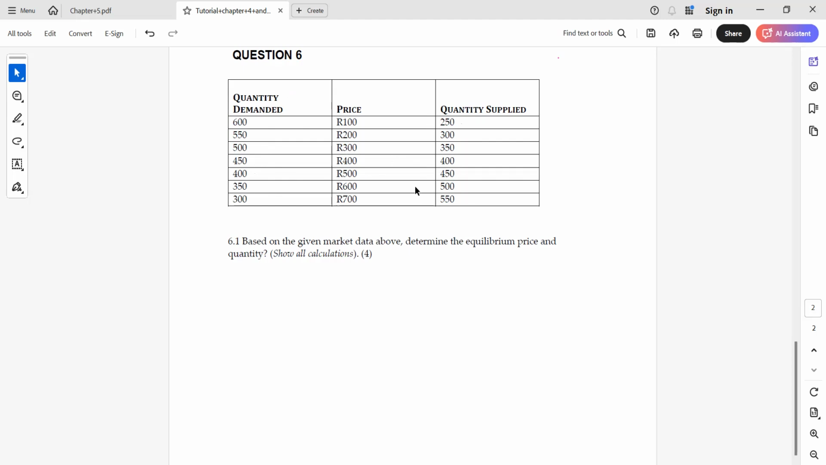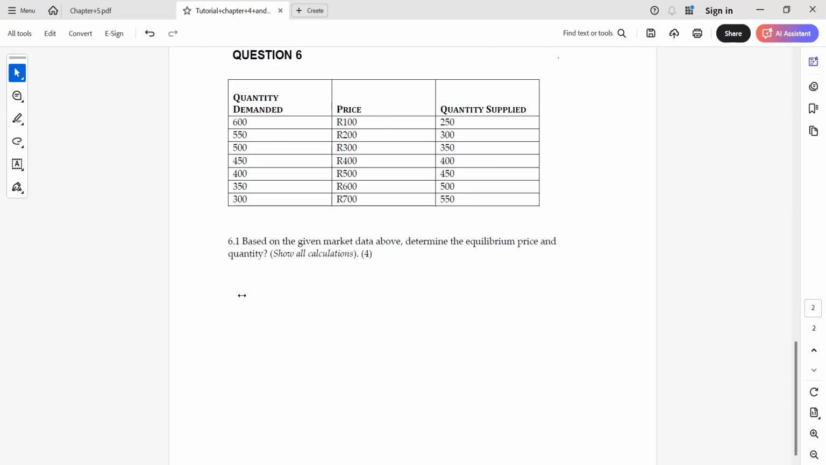But with other questions, you can just look for the quantity which is the same on the quantity supplied side and the quantity demanded side, and that is definitely your equilibrium quantity and price. But if it's like this, where we have so many quantities that are the same for quantity demanded and quantity supplied, then you definitely have to know the equation, okay, so that you are able to do these questions.